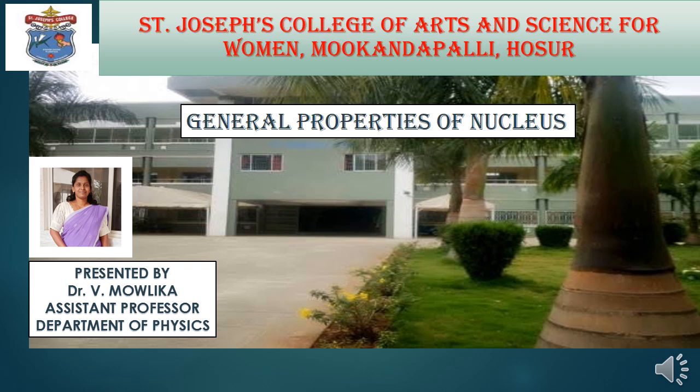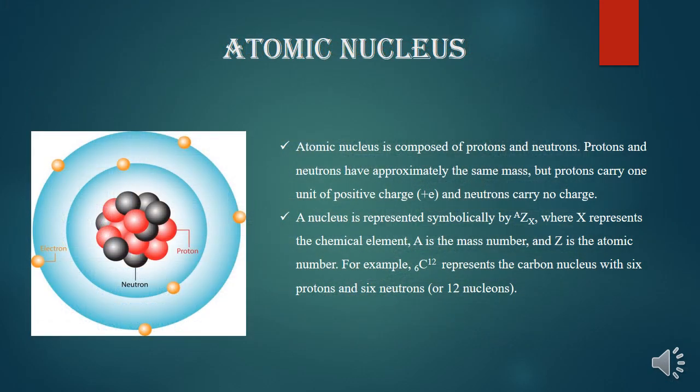In this video, I will discuss a few general properties of the nucleus. The atomic nucleus was discovered by Ernest Rutherford in 1911 from the alpha scattering experiment. Rutherford's experiment on scattering of alpha particles proved that the mass of the atom and the positive charge are concentrated in a very small central core called the nucleus.